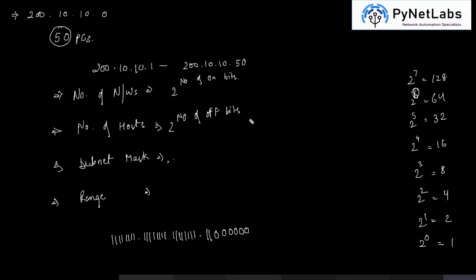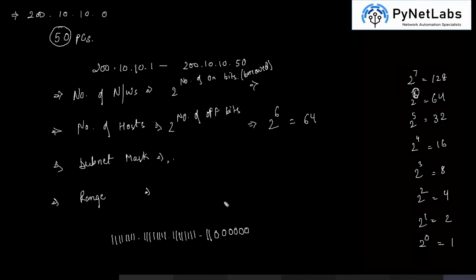Now for the number of off bits, we can see the 0s are 6 in number. So we will simply put 2 raised to the power 6 and we get 64, which we already found before putting this into the formula. But this is how you can do this from the formula. And when we talk about the number of networks, we have to simply put the number of on bits, which are the borrowed ones. You have to keep this in mind. You just have to put the borrowed ones.